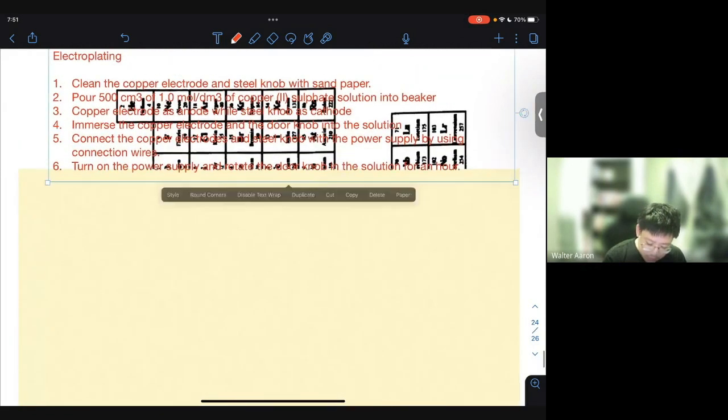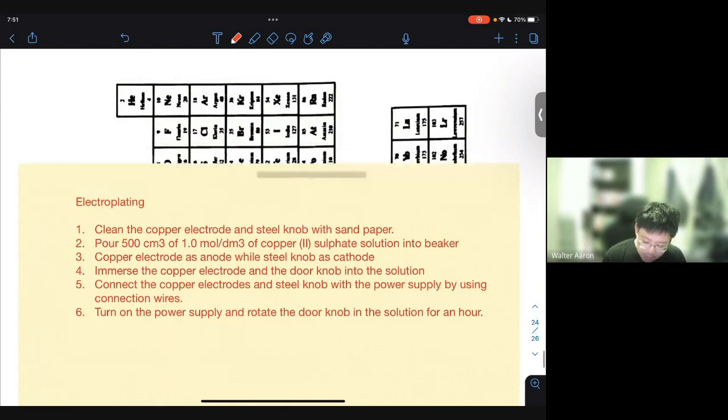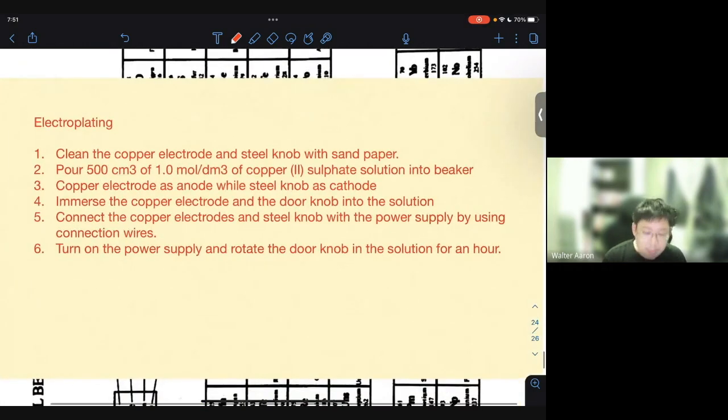I have to move this around. Okay, so I already wrote this for you. So the first part, I mentioned that you have to clean the copper electrode and the steel doorknob with sandpaper. This is to remove the impurities on the surface of the copper as well as the doorknob to make sure that the electrolysis goes well. If not, then in the presence of some impurities, the electrical conductivity of the material will drop. Then electroplating will not be so smooth, I would say.